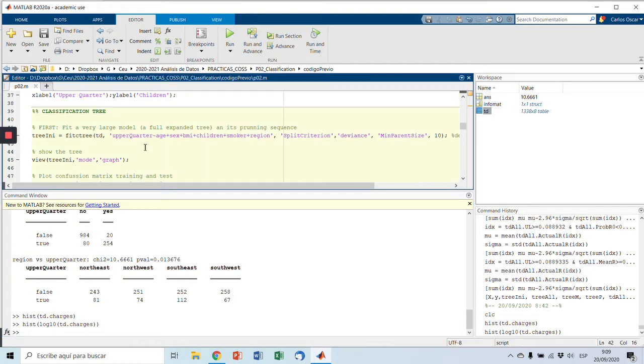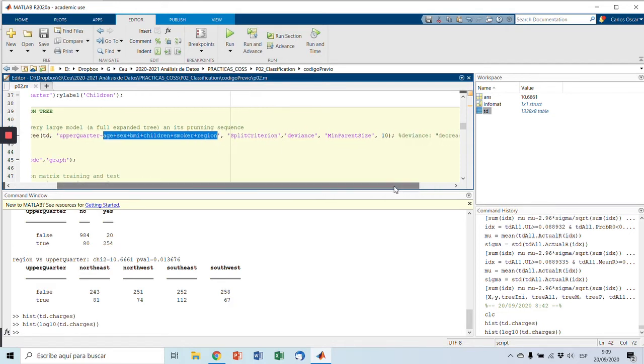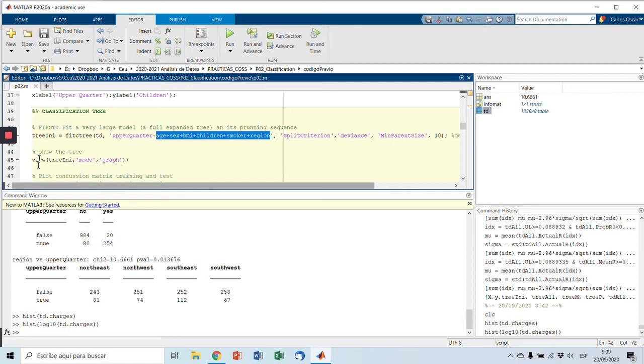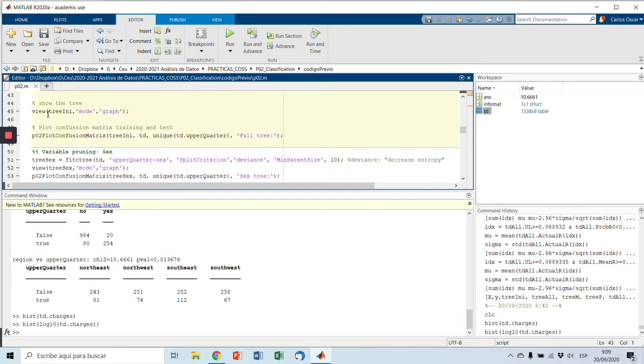So let's start by constructing a classification tree with all the variables. Here we are fitting a classification tree on this data, and we want to explain the upper quarter as a function of all these variables. The split criterion to decide whether to split a node or not is the deviance, and the minimum size of a parent node to be split has to be at least 10. Then we will plot the tree and the confusion matrix. Let's run this section.